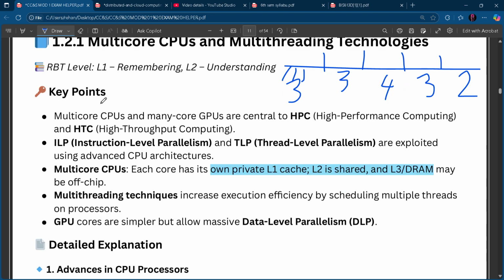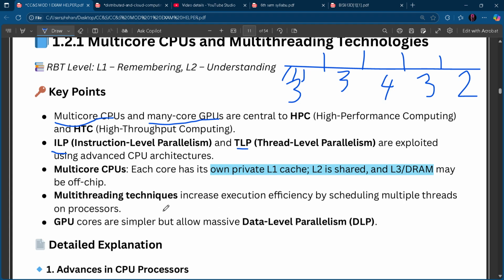The key points for 1.2.1 over here, you can see. It speaks about multi-core CPU and many-core GPUs, how they are used in HPC and HTC. They talk about instruction level parallelism and thread level one. About multi-core CPUs, they have three types of cores, that is L1, L2, and L3, which has a diagram as well. And since it has a simple and very explainable diagram, there are high chances that this question might be asked. We'll see that also in detail.